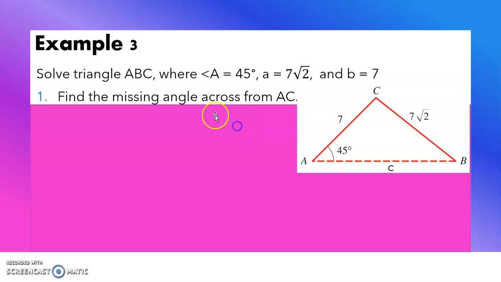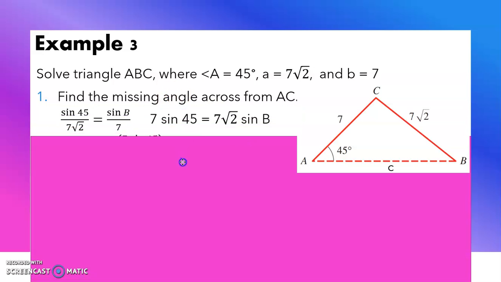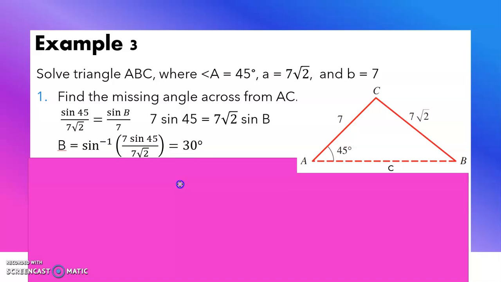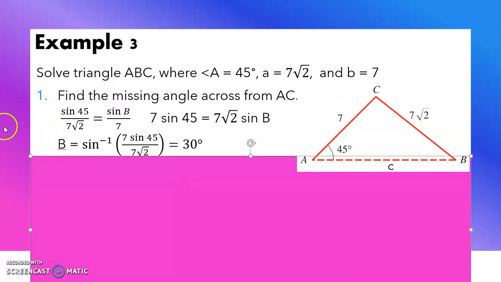So watch what I have here. Let me just move my rectangle a little. There we go. Okay, so the sine of 45 over 7 square root 2 equals sine B over 7. I did a cross product. 7 sine 45 equals 7 square root 2 times the sine of B. Now remember, sine and B are basically like attached. You cannot just divide by sine because it's supposed to be sine of an angle.